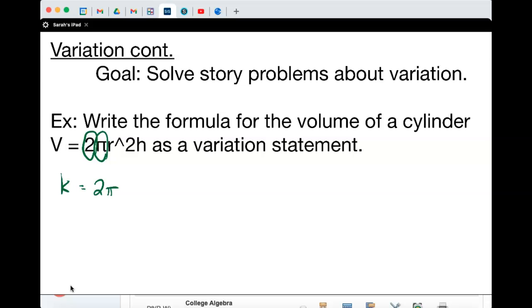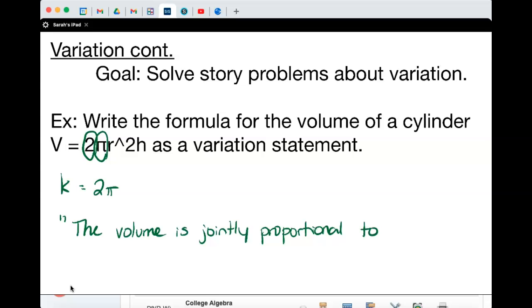So, is this direct variation, inverse variation, or joint variation? Yeah, so I can have in my phrase jointly proportional. And then we always go in order, so V represents volume. So when I write it up, I can say the volume is jointly proportional to, and then does anybody else know how to write the rest of this? To, what did you say? Okay.